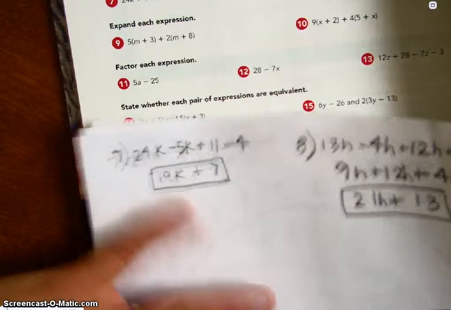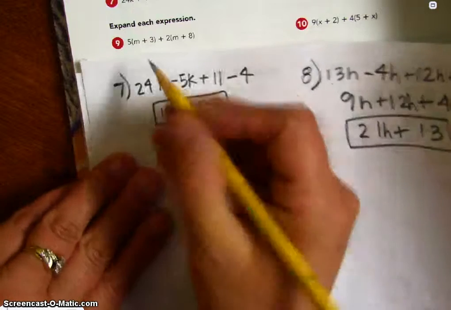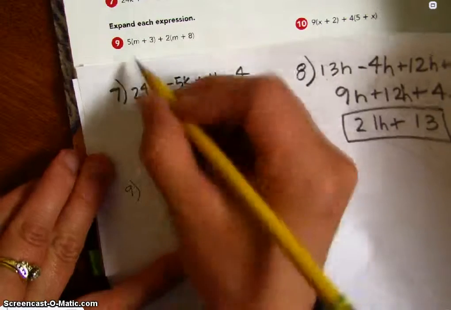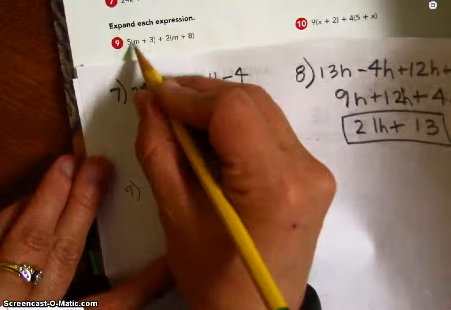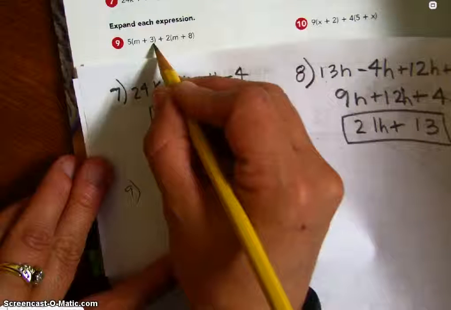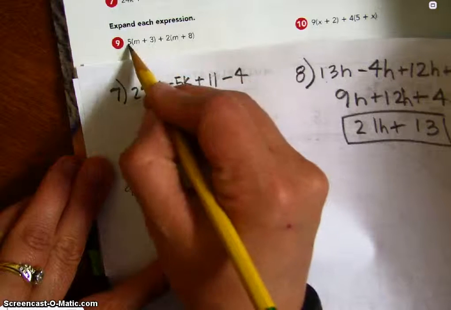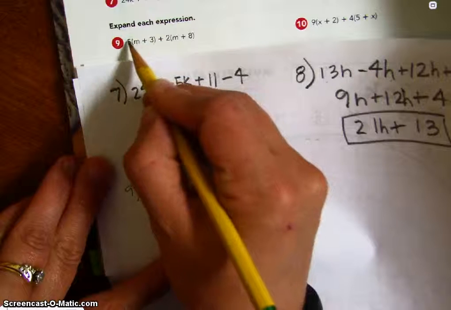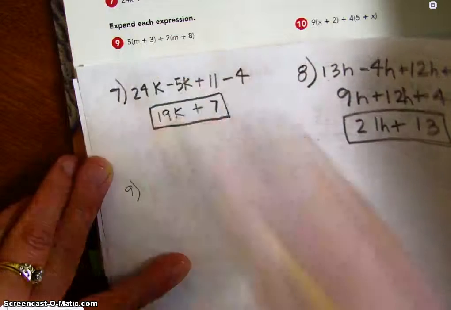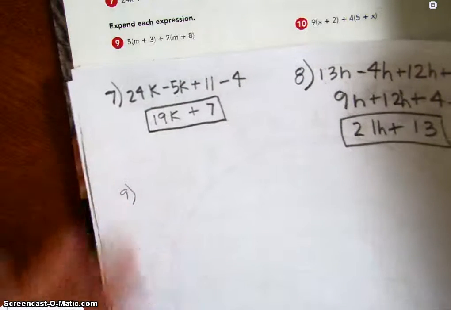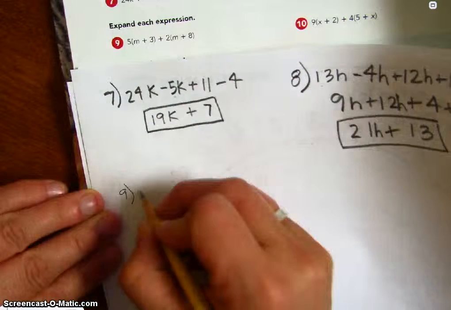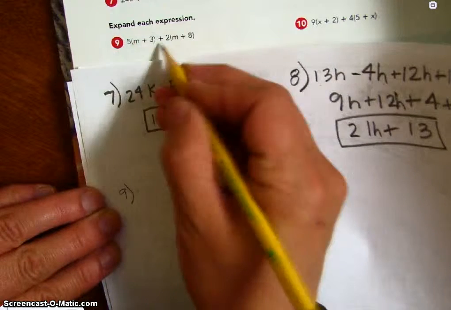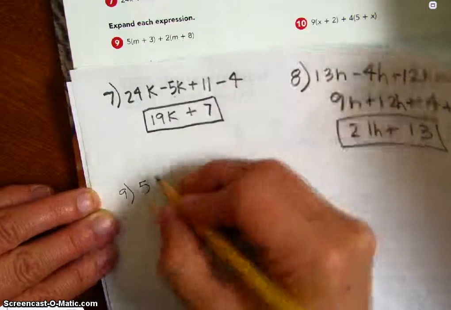Okay, so number 9, 5(m + 3), it's saying expand each expression. And remember, expand each expression just means this number on the outside of your parentheses, you use distributive property, which means 5 times (m + 3) is the same as 5 times m and 5 times 3. So for number 9, we are just going to expand it by saying 5 can be multiplied by m and 3, and we're going to write that out to show our work.